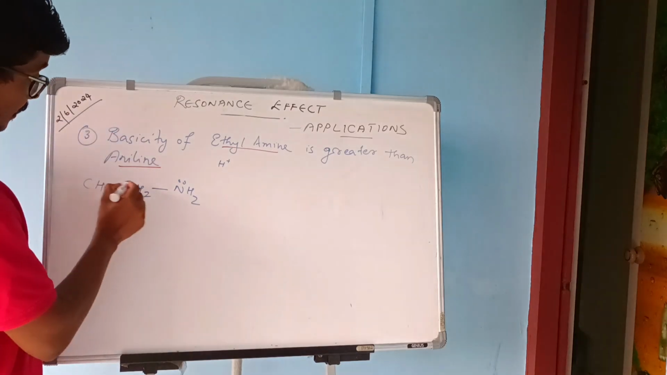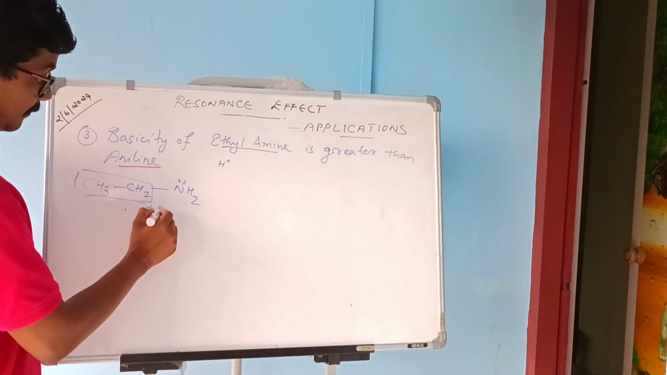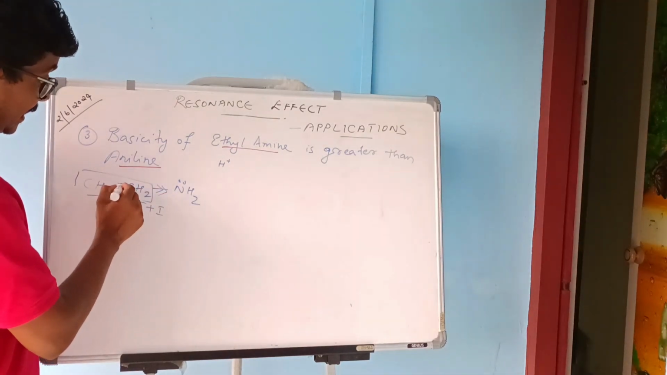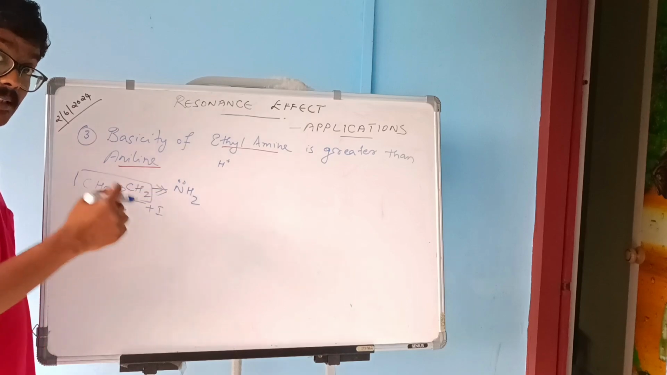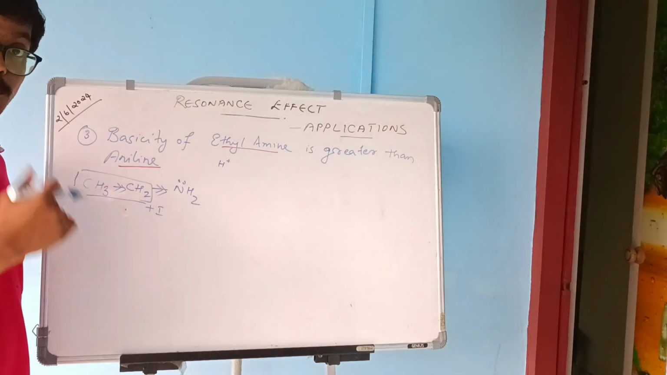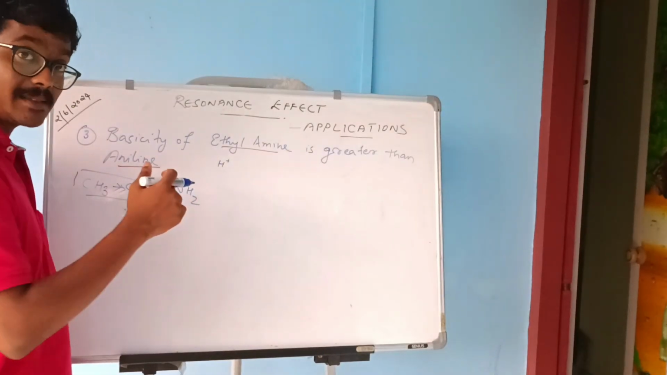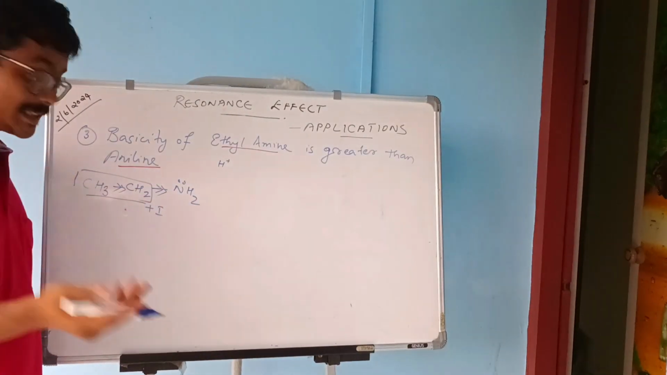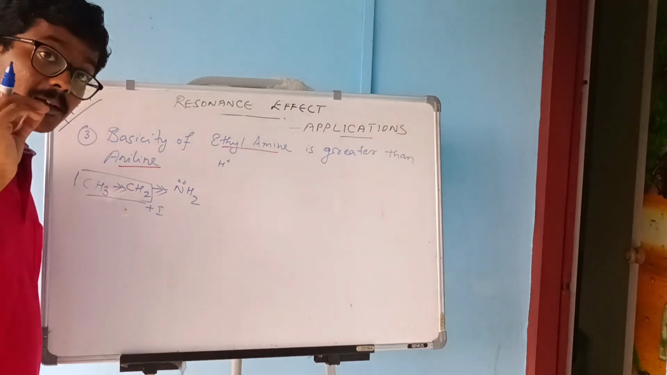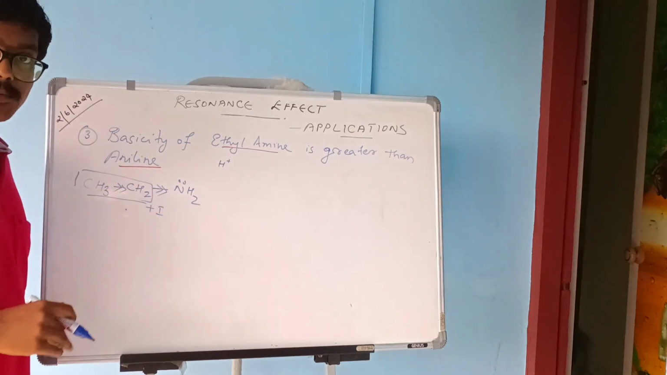In addition to that, this alkyl group has a plus I effect, inductive effect, which increases the electron density on the nitrogen atom. As a result, the lone pair is readily available for protonation. So the basicity of ethylamine is very high. You can easily understand it, because the alkyl group has a plus I effect, which donates electrons towards the functional group, the nitrogen carrying the lone pair of electrons.